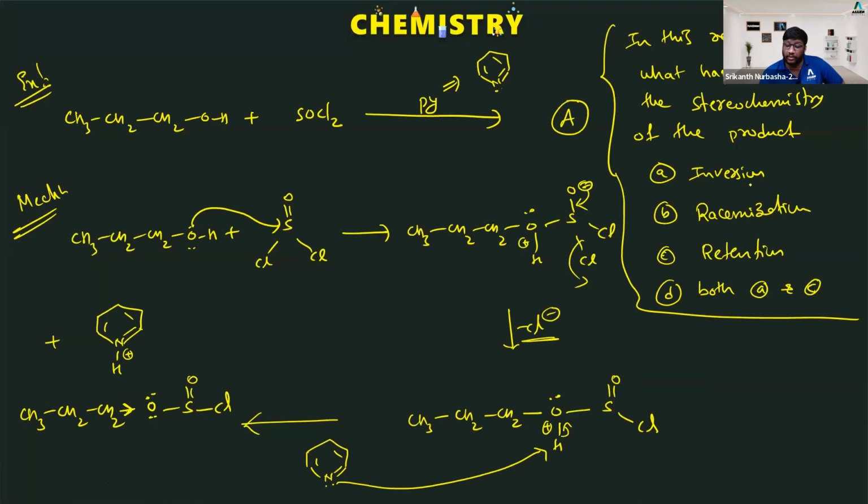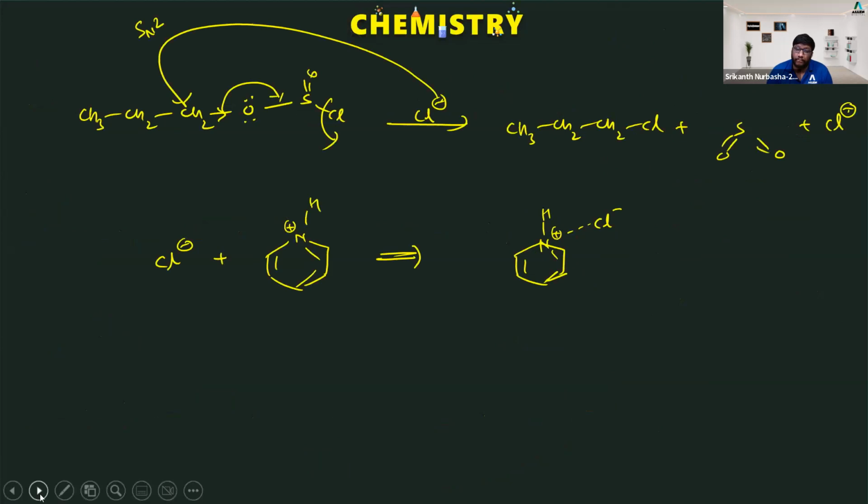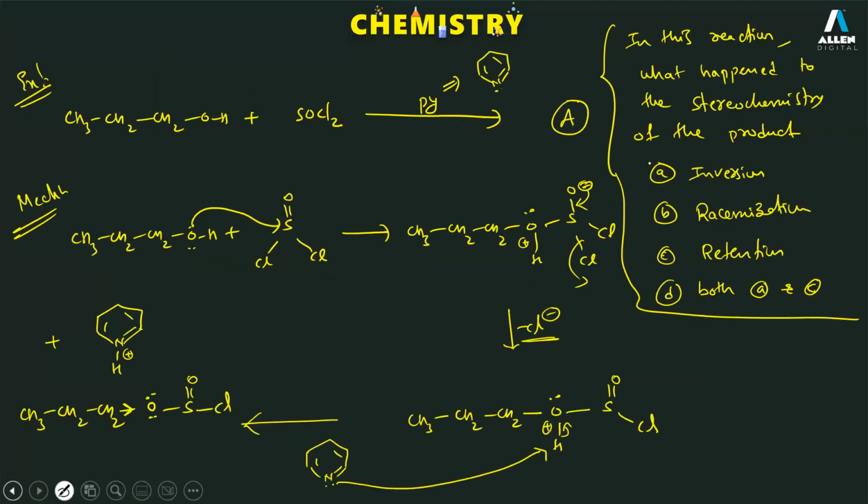So what happens in this case? Now you can answer: inversion, racemization, retention, or both A and C. I have given the complete mechanism, students. In this reaction, what happened to the stereochemistry of the product? Did SN1 occur, SN2 occur, or SNi occur? SN2 occurred, right? Cl minus attacks this electrophilic carbon from the back side. SN2 means what will be the product? Inversion product.